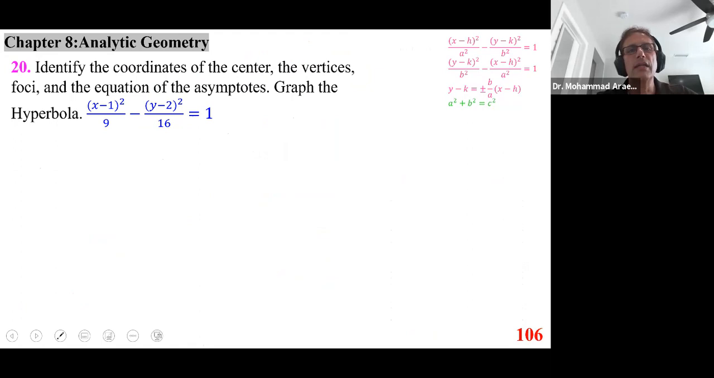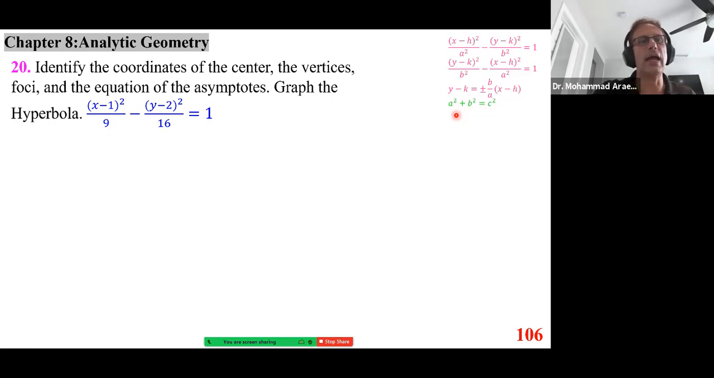Identify the coordinates of the center, the vertices, foci, the equation of asymptotes, and graph. So let's see how that is going to play out. Obviously, we have everything that we need here. The center is given clearly as 1 and 2. A is square root of 9, which is 3. B is square root of 16, which is 4. And right away, because this has a positive coefficient, it opens sideways. So a is 3, b equals 4.